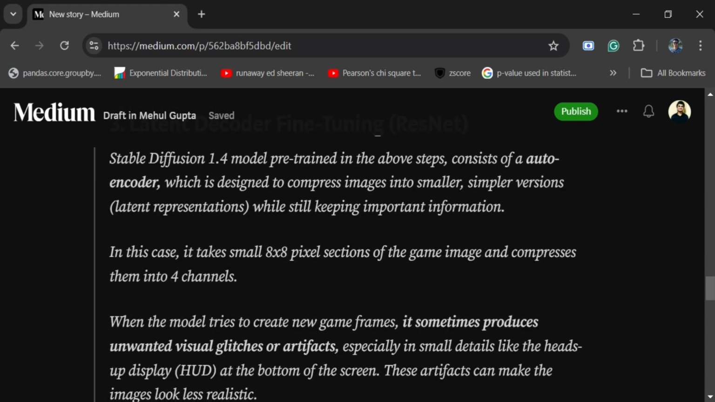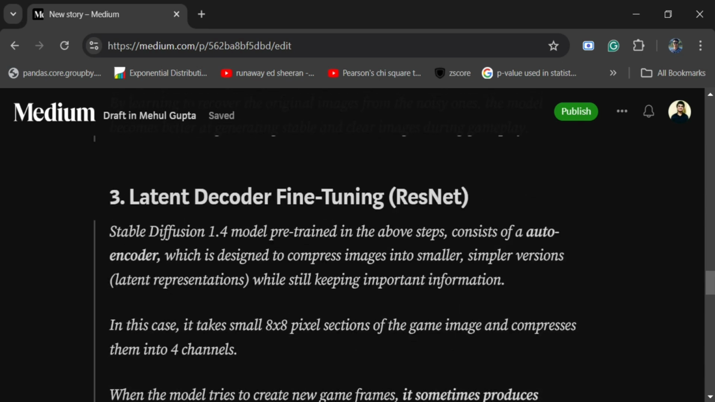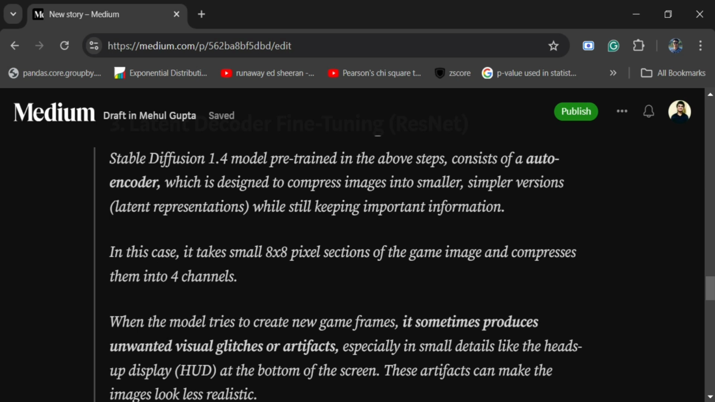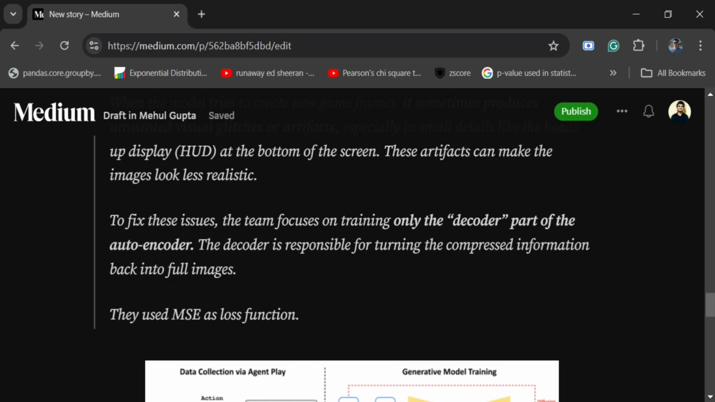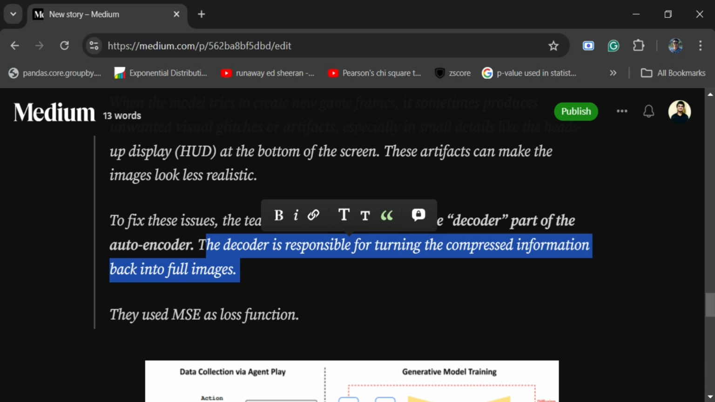So what they did, if I talk a little about the architecture, Stable Diffusion 1.4 uses an autoencoder, which is designed to compress images into a smaller, simpler version, keeping the important information. If you know about autoencoders, you would be able to get it. In this case, it takes a small section of 8x8 pixels and compresses it into 4 channels. As I mentioned earlier, there were minor glitches because of this compression. To fix this, the team trained the decoder part of the autoencoder, and then the results improved. The decoder is responsible for turning the compressed information back into a full image.